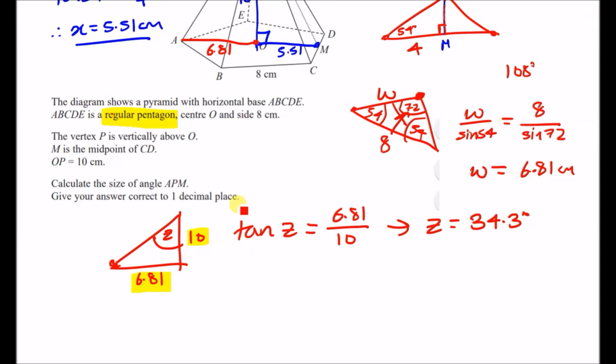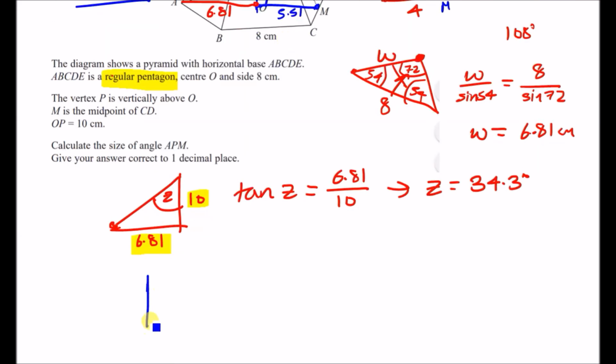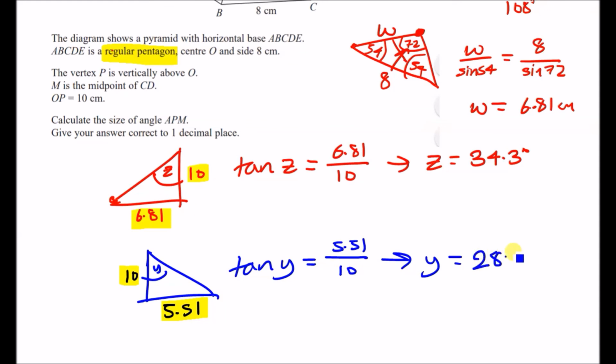34.3 degrees. Now likewise for the blue triangle here. Blue triangle here: you've got 5.51, you've got a length of 10. We call that angle Y. Again, the same thing applies. You've got an opposite and adjacent, so it's TOA. So tan Y equals 5.51 over 10. Doing the inverse of that, you should get 28.8 degrees.